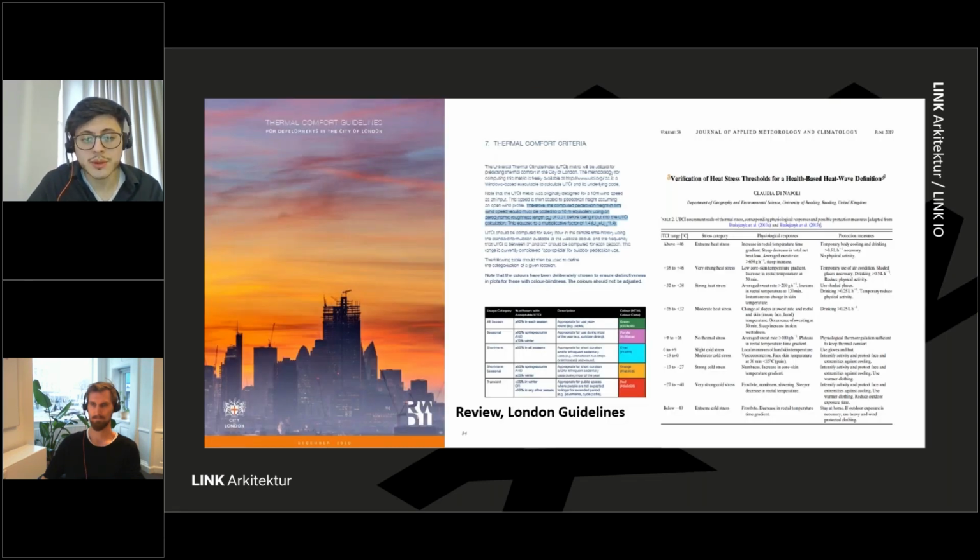Something very important to keep in mind when working with UTCI is also having a scientific support for us, and this has been the case of using the London guidelines for thermal comfort. This has been one of the main guides for our work, and actually achieving good levels of scientific accuracy in the calculations that we're doing, and also practical know-how within the guidelines.